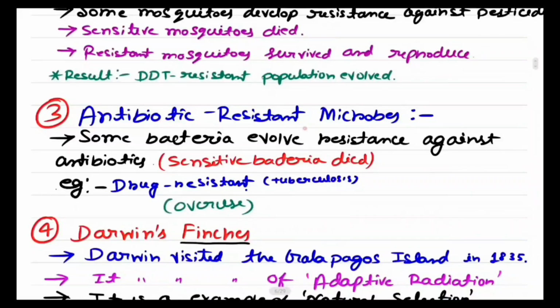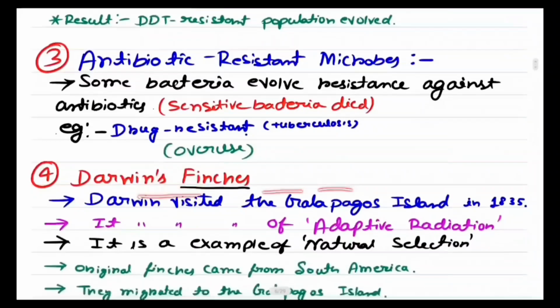Next, antibiotic resistant microbes. Some bacteria evolve resistance against antibiotics and are called antibiotic resistant microbes or superbugs. Some bacteria naturally possess resistance genes. Antibiotics kill sensitive bacteria. Definitely, resistant bacteria will survive more. They reproduce rapidly. Resistance genes spread to other bacteria. One cause of antibiotic resistance is overuse of antibiotics, like in drug resistant tuberculosis.